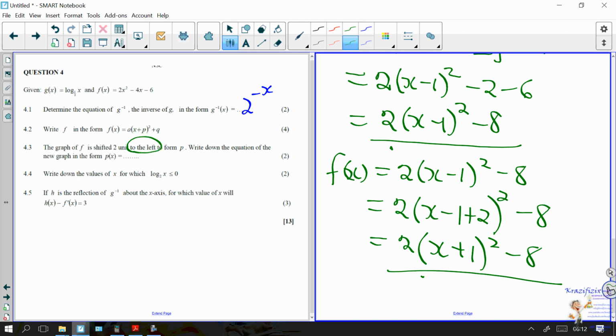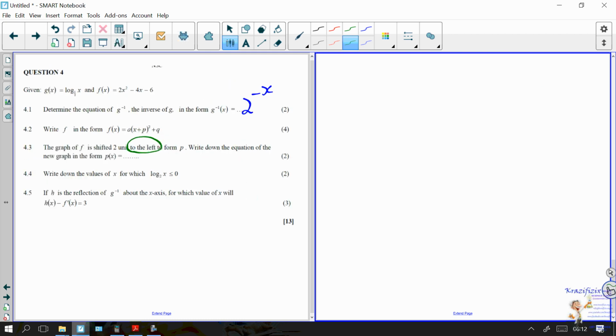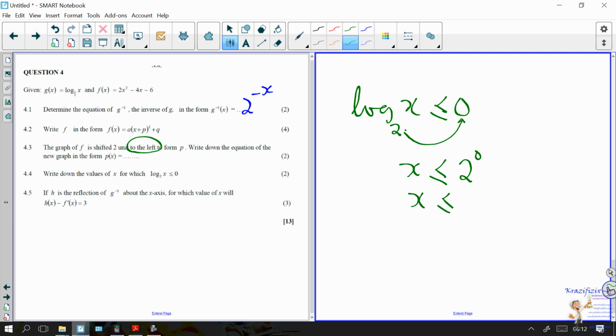4.4. Write down the values of x for which log x of base 2 is less than or equal to 0. Do you remember what we did with logs there? This 2 is a base here. It must come here and also be a base. So x is less than or equal to 2 to the power 0. And anything to the power 0 would give me what? 1. So it means that my x is less than or equal to what? 1. However, I want you to notice and learn this.